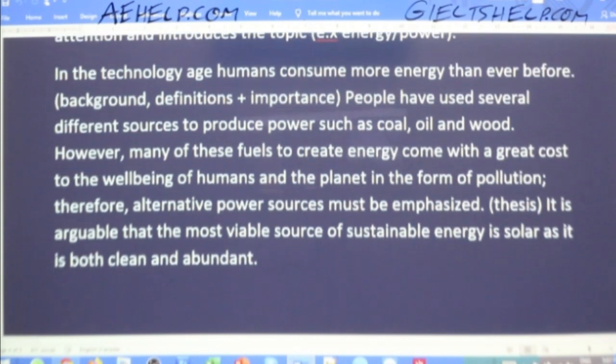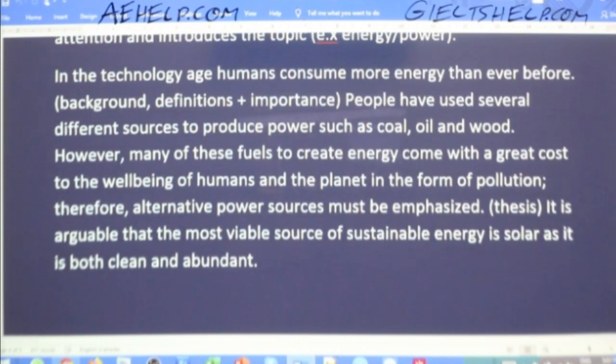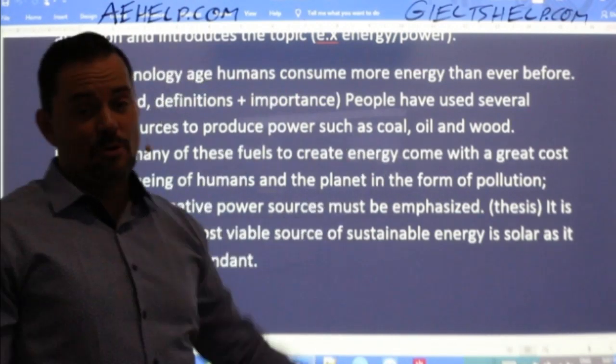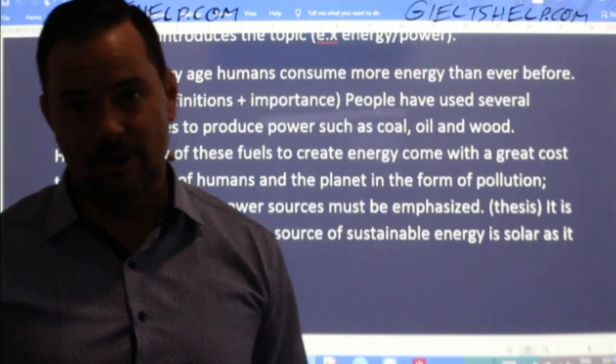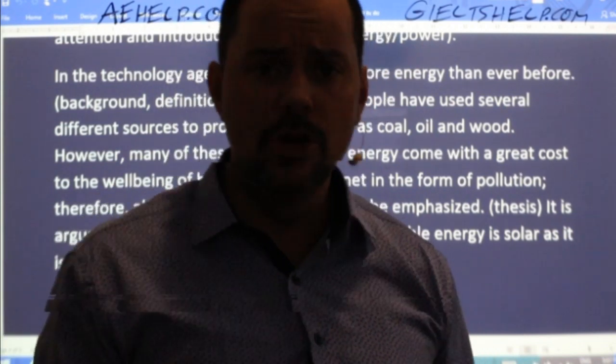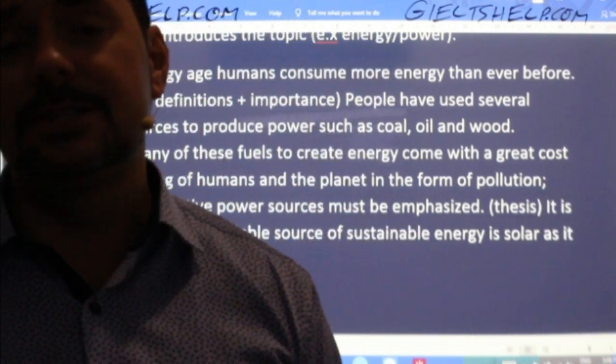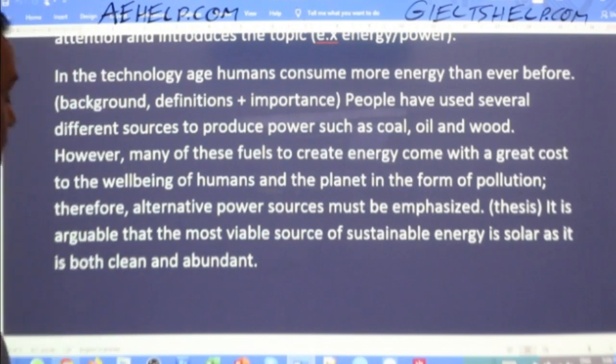Task 2 should be 4 paragraphs. This is the hook. The hook is important. I don't care what your teacher or your book tells you. The hook is very important for the IELTS. It's very important for college, university.